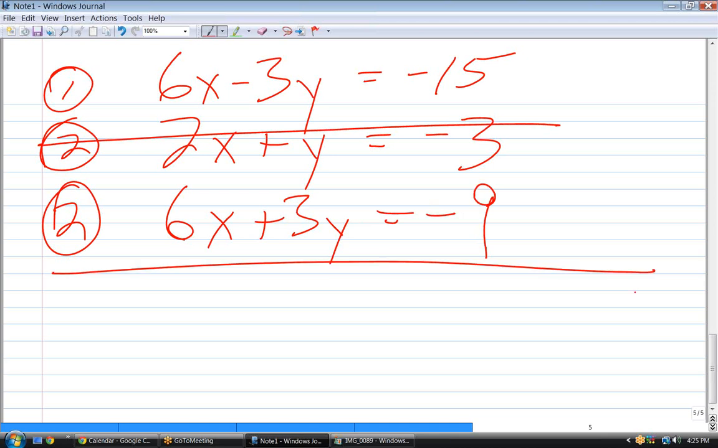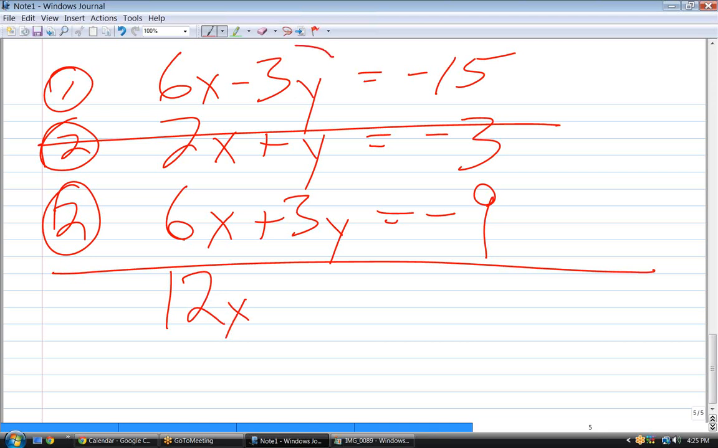Now, if I look at equation 1 and equation 2, what happens if I add those two together? 6x plus 6x is 12x. Oh, 12x. Okay. I'm adding them.